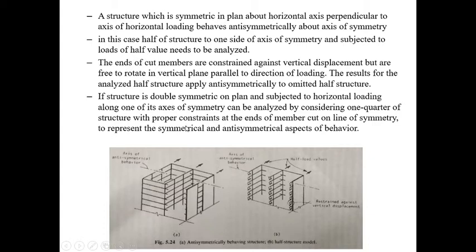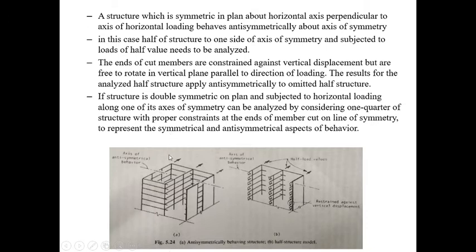Then in this case, again the structure is cut in half to one side of the axis of symmetry, and it will be subjected to half loads, or loads of half values, that need to be analyzed. So this is to be analyzed here. Then the ends of the cut members will be constrained against vertical displacements, but they will be free to rotate in the vertical plane, parallel to the direction of the loading. So the rotation will be allowed here. And the results for the half structure which is analyzed apply to the other half of the structure.